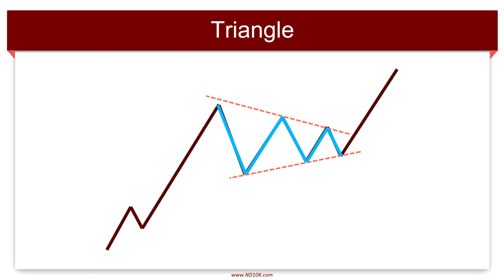So what we are looking for here would be a 5-leg formation, where each leg should be smaller than the previous one. That's the only rule that you really need to remember. And at the breakout point, we would look for the inverse 127.2 and 161.8 of the largest triangle leg, and that's all.